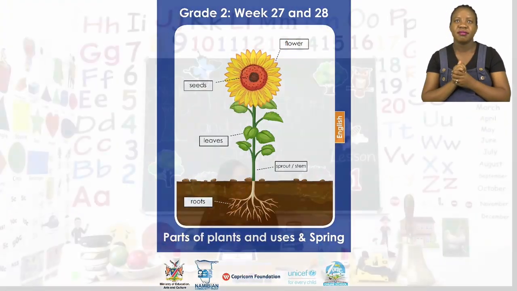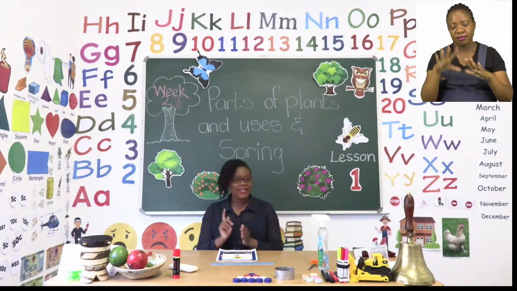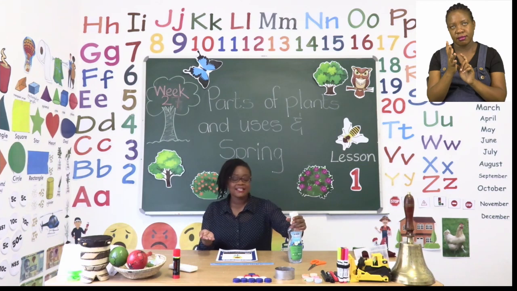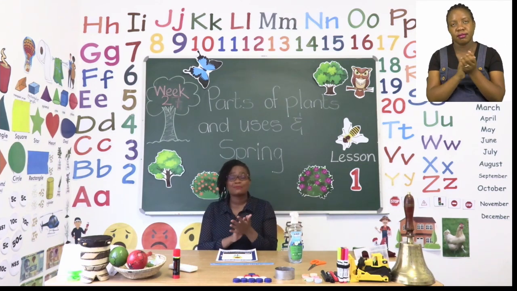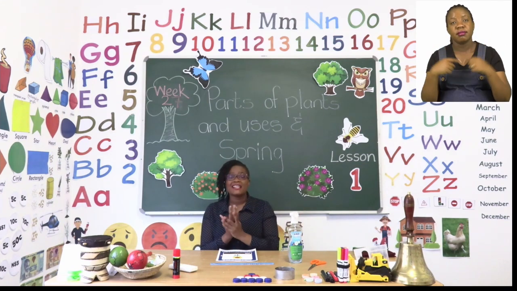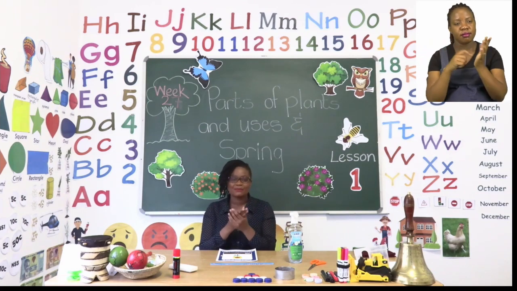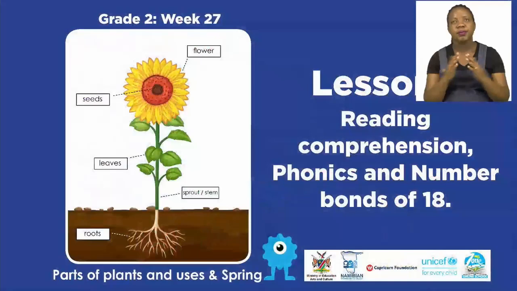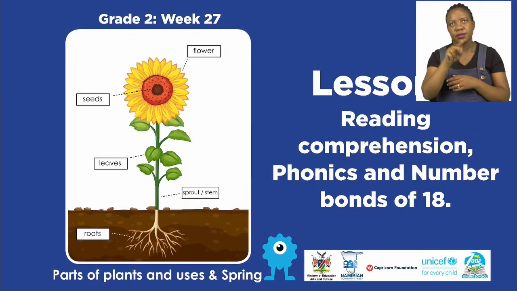And before we get into any lessons, boys and girls, we know that we need to sanitize. Remember, sanitizing shows the world that we are responsible, so make sure that you sanitize as regularly as possible. Make sure your hands are dry before you touch anything else. For today's lesson, we will be doing reading comprehension, phonics, and the number bonds of 18.